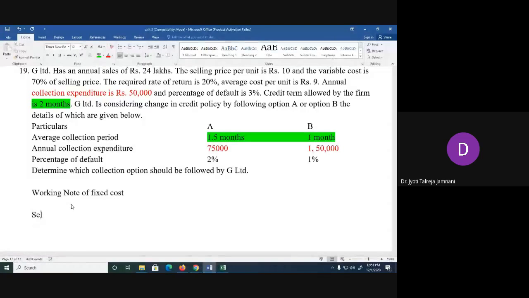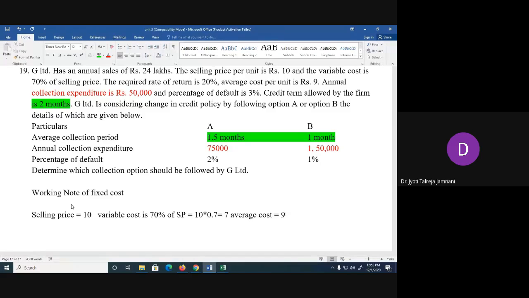They've given you selling price, which is equal to 10 rupees. Then they say variable cost is 70% of selling price, which will be 70% of 10 rupees. So 10 into 0.7, I'll get 7 rupees. And then they've given you average cost, which is 9 rupees.